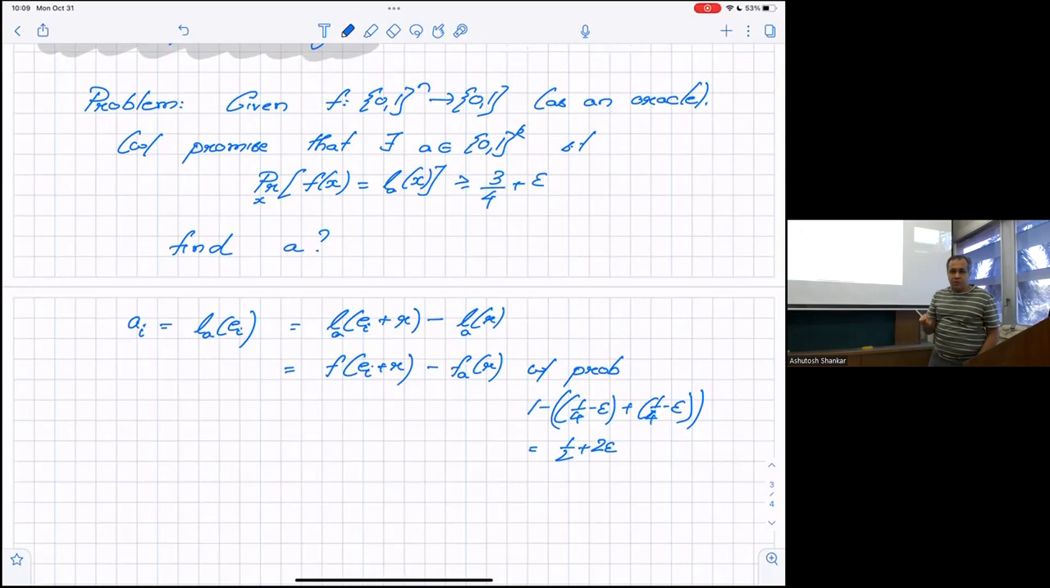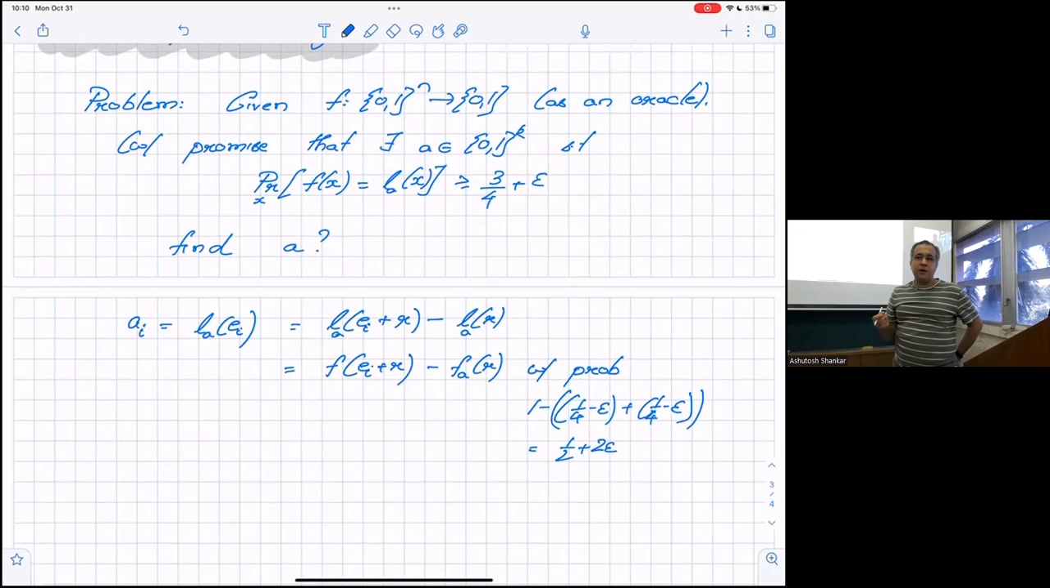I'm going to query just two locations, completely random. These are not completely random locations, they are correlated, but the marginal distribution on each of them is random. So the error here is at most 1/4 minus epsilon. The error here is at most 1/4 minus epsilon. Therefore, the total error is at most 1/2 minus 2 epsilon. Therefore, the whole thing is correct with probability at least 1/2 plus 2 epsilon. So it does slightly better than random guessing.